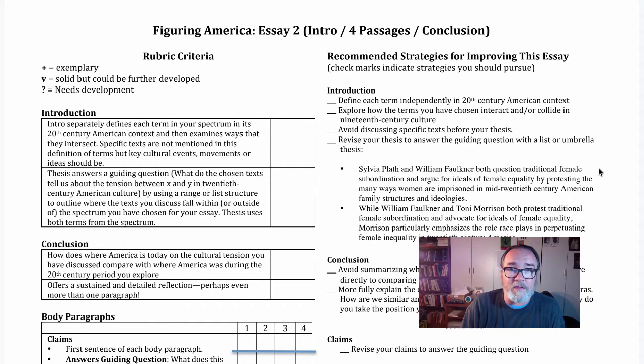We're not talking about the writer and the text, writers and text, till we get to the thesis. The intro is about framing and explaining the tension so your terms are defined as you go through the paper. Let's take a look at the sample essay and how it does that in the intro.